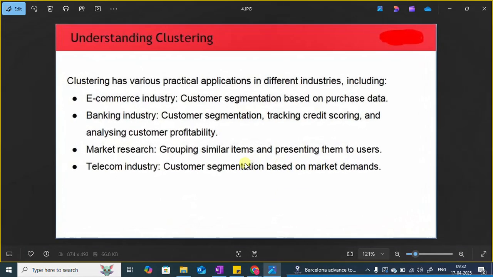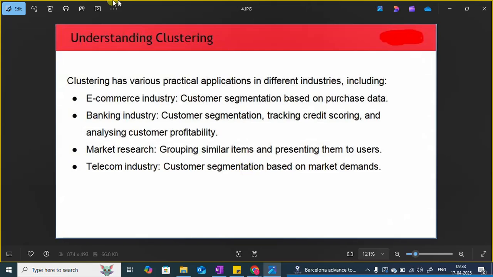Now, what are the areas where we use clustering? Guys, clustering has various practical applications in different industries. We use it in almost all industries. We use it in the e-commerce industry, the banking industry, the marketing research industry, and the telecom industry as well.